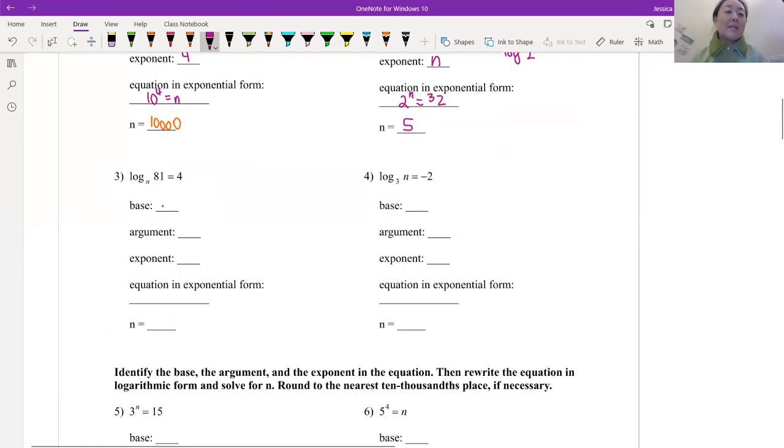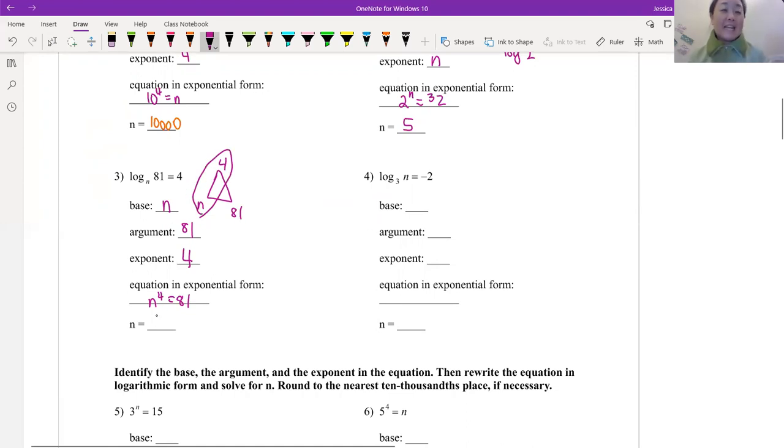Okay, so again here, base is n. Argument is 81 and exponent is 4. So the equation in exponential form is n to the 4th power is equal to 81. Again, if you want to use that triangle, I like the triangle of power. So remember, we're writing it exact n, 81, and 4 in that order, the way you see it, the way you write it. So n, 81, and 4. And then it will be n to the 4th power is equal to 81.